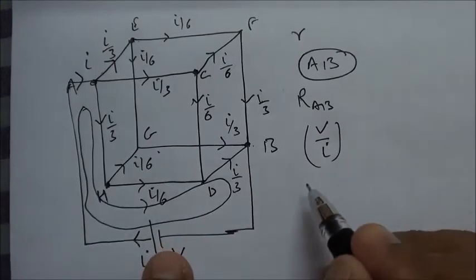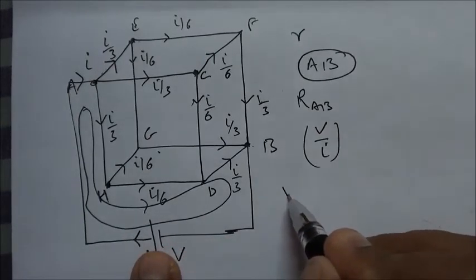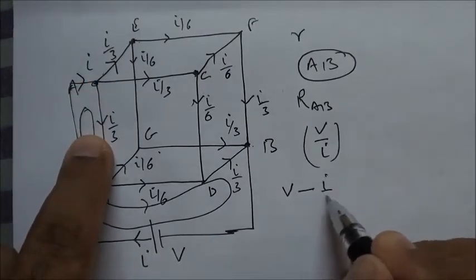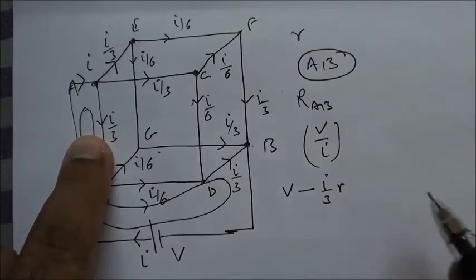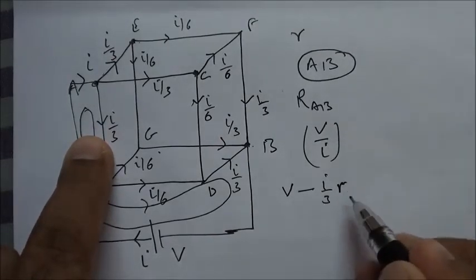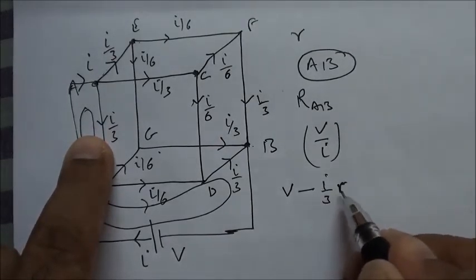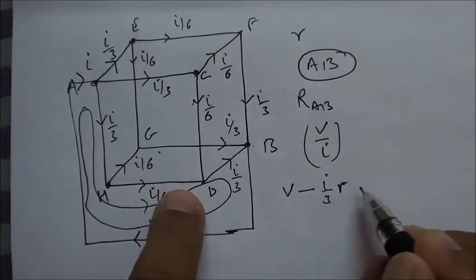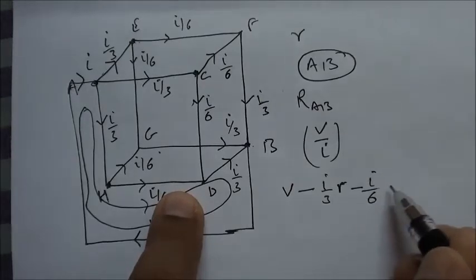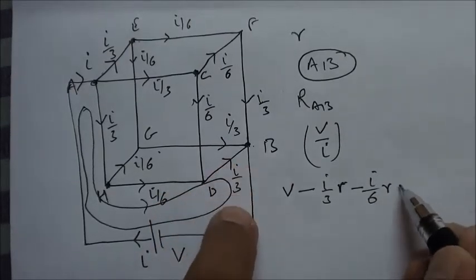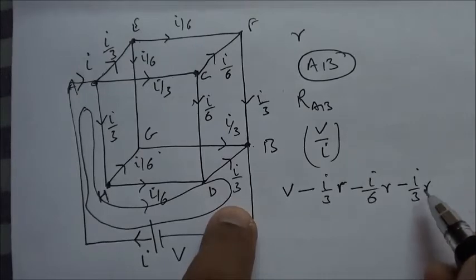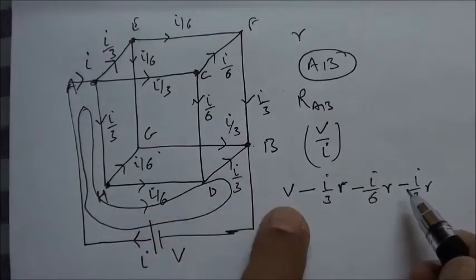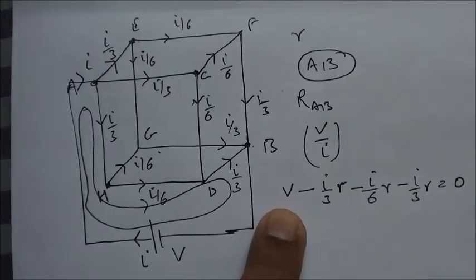Let me start from here, minus to plus. So V. In the direction of current, minus I by 3 R, the product of current and resistance, the potential difference. Again in the direction of current, minus I by 6 R. Again in the direction of current, minus I by 3 R. Each side has resistance R. And here plus V is equal to 0.